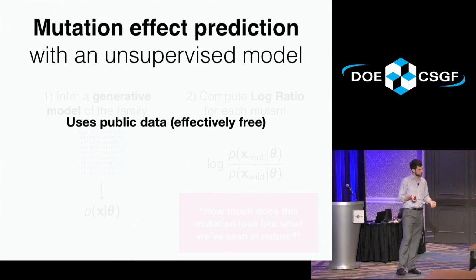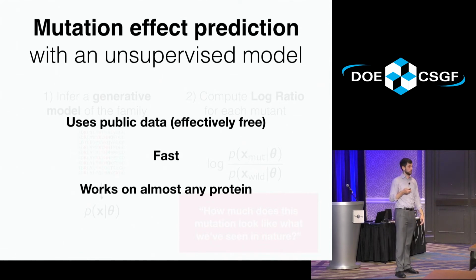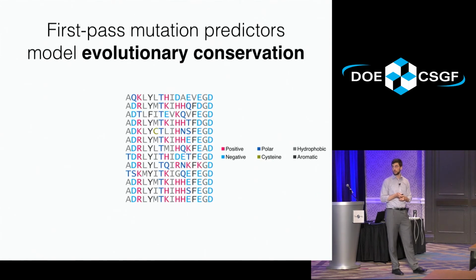And so why would we use this? It uses public data. It's effectively free. It's fast. It works on pretty much almost any protein, and it's pretty accurate, as we'll see. So this is a cookbook for lots of ways that you can do it.